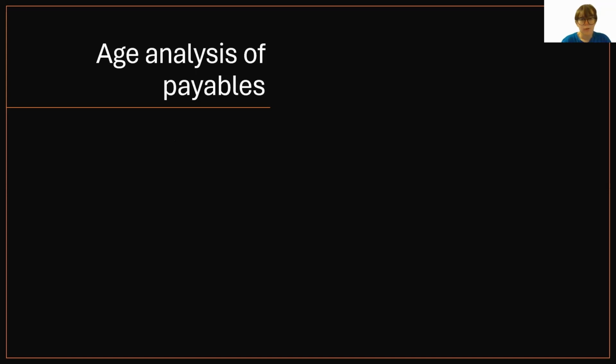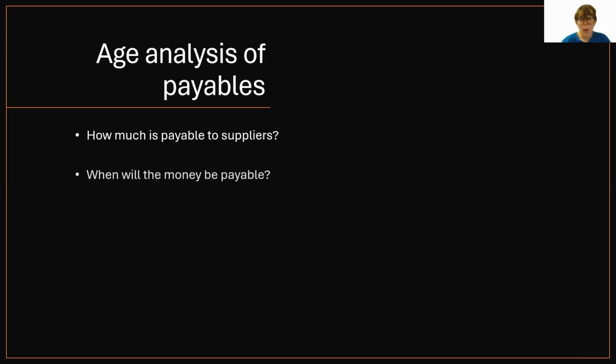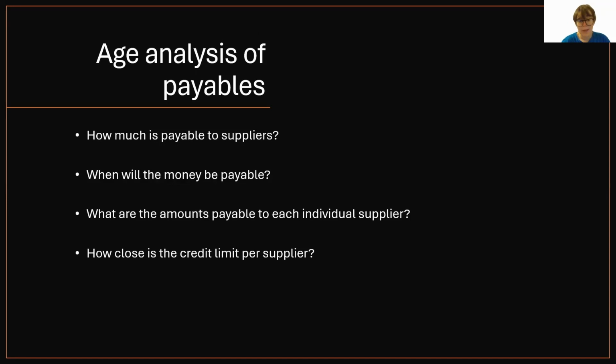So in order to sort of work around this problem, we can get an aged analysis of our payables. So how much is payable to our suppliers and when will the money be payable? What are the amounts payable to each individual supplier and how close is our credit limit to pay the supplier? And is the entity paying their trade suppliers on time? All of these factors need to be taken into account if we are going to benefit from our trade payable credit terms.